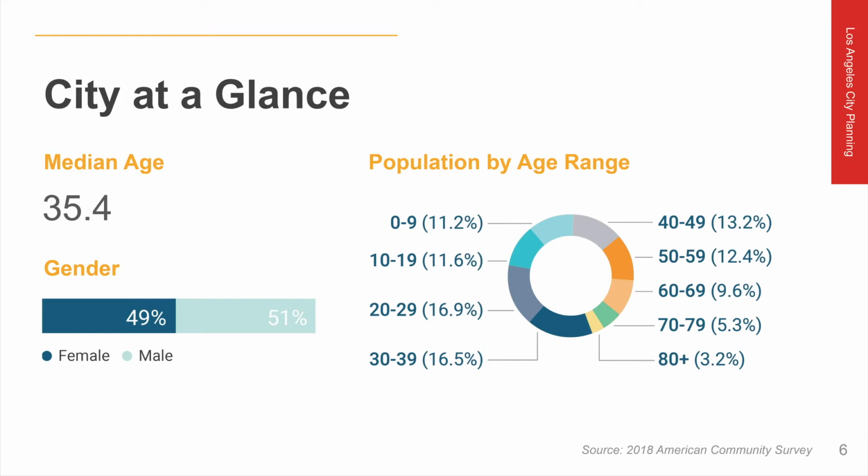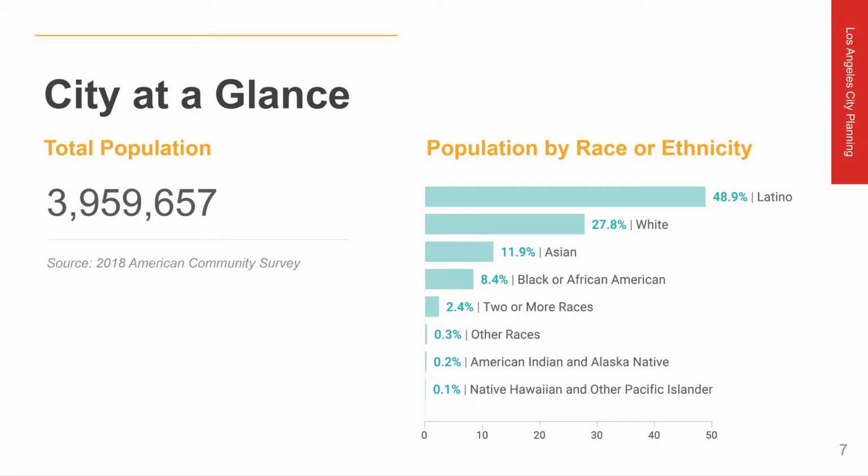These statistics highlight the youth and dynamism of LA's population, which city planning is careful to reflect in its policy and community plan updates. Nearly 50% of Angelenos are Latino, about 28% are white, 12% are Asian, and about 8% are Black. We are responsible for planning in ways that respect the city's demographic and geographic diversity.